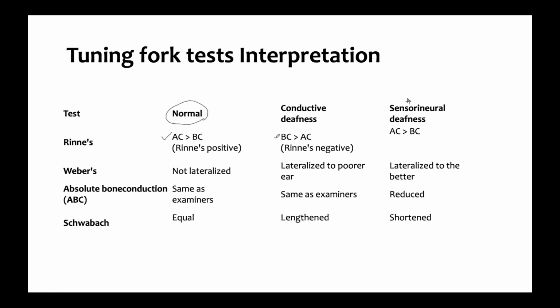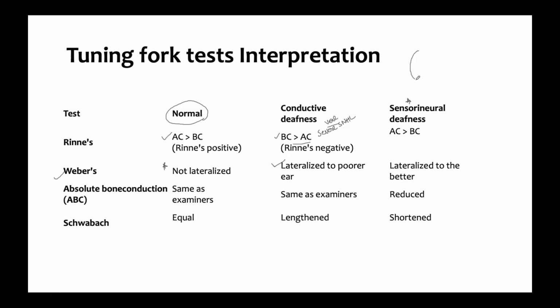Rinne's is negative when bone conduction is more than air conduction, and very important, Rinne's is false negative in very severe sensory neuronal hearing loss. What is that? Very severe, because of the transcranial transmission of sound to the normal ear. Weber's: no lateralization in a normal ear, lateralized to the poorer ear in conductive deafness.